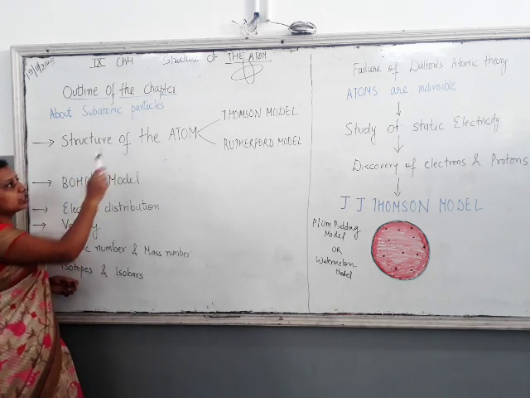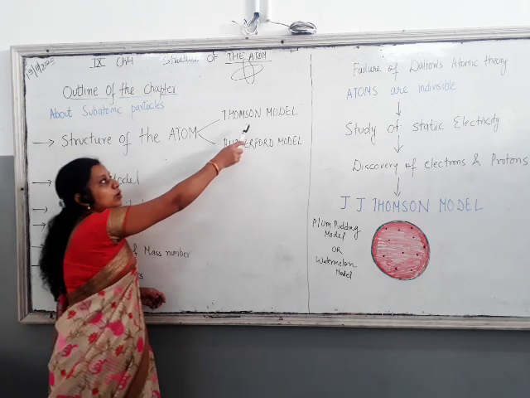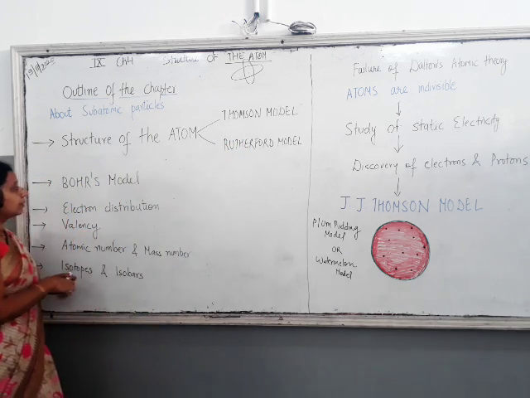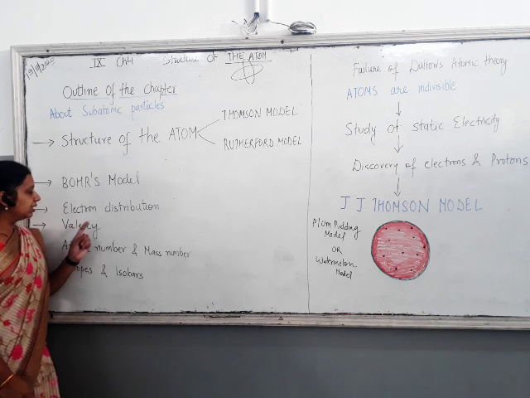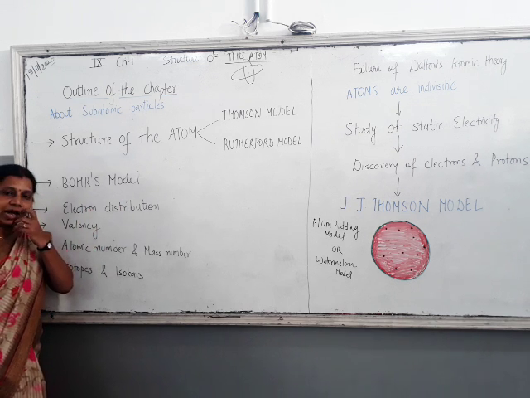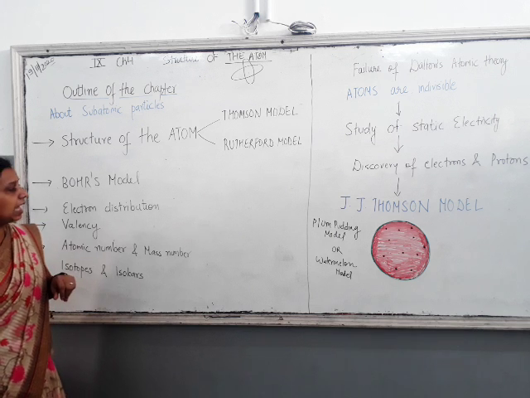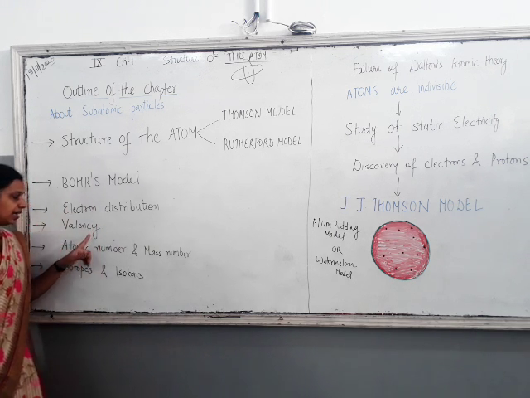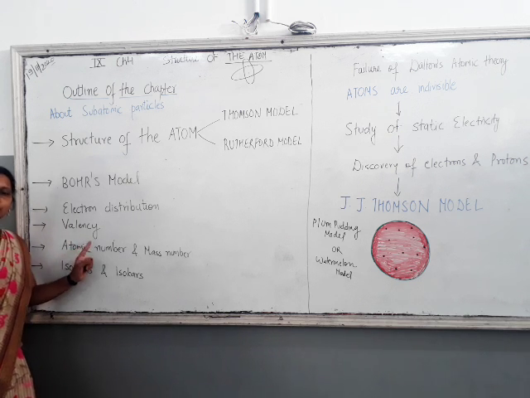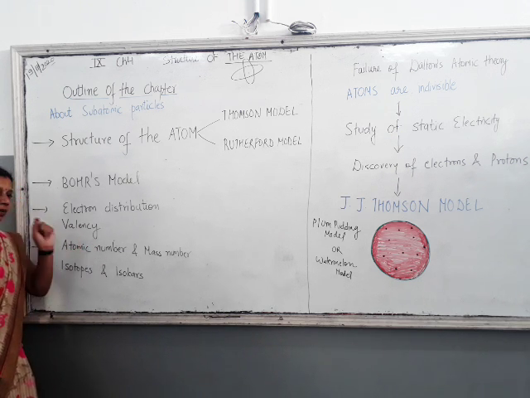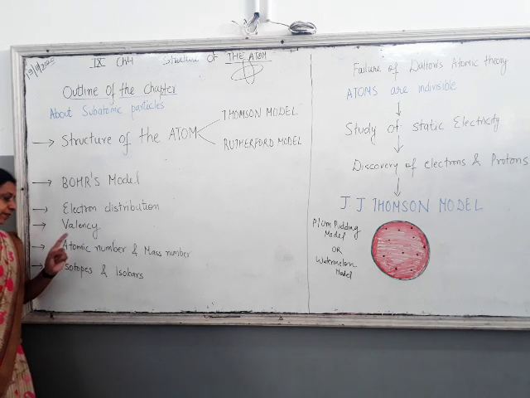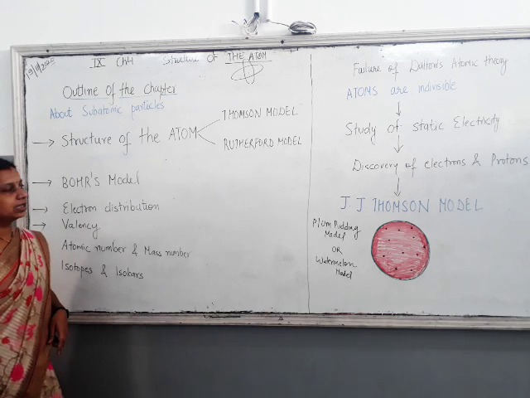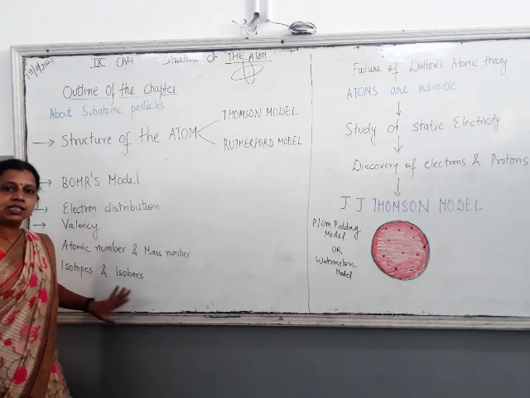Then we'll study the structure of the atom. We're going to learn about two important models, the Thomson model and the Rutherford model. Then the Bohr model, which is a very important model. This is also a model about the structure of the atom, how electrons and protons are distributed in the atom. Then electron distribution, how they fill up in different shells. Valency, about which you know well. Now how valency is decided, or how you come to a particular number, that we are going to study. What are atomic numbers and mass numbers, and about isotopes and isobars. So these are the topics of this chapter.